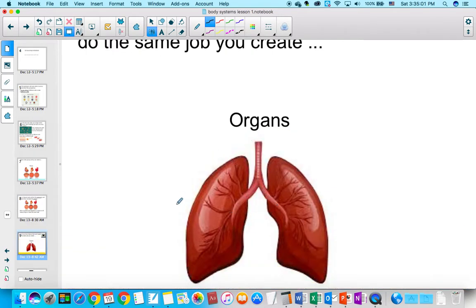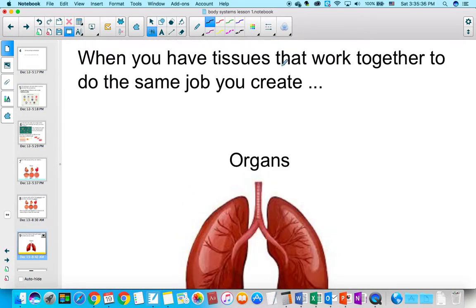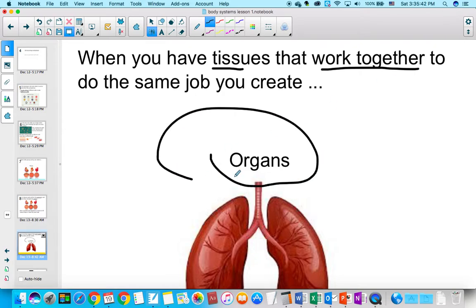Here we have lungs, and you have lung tissue. Our lungs, hopefully you know, allow us to take in oxygen and exchange oxygen for carbon dioxide. Well, one cell couldn't do that for a whole body. So we have cells grouped together as lung tissues doing the same job so that we can take in oxygen. A bunch of those tissues work together in a structure called our lungs, and those lungs are organs. So a bunch of tissues working together are called organs, right?